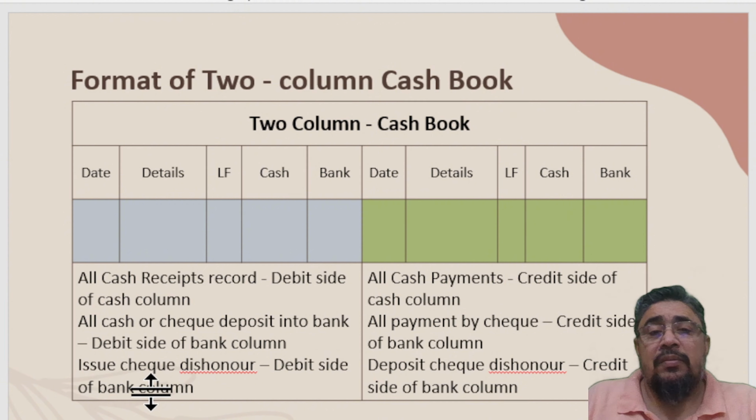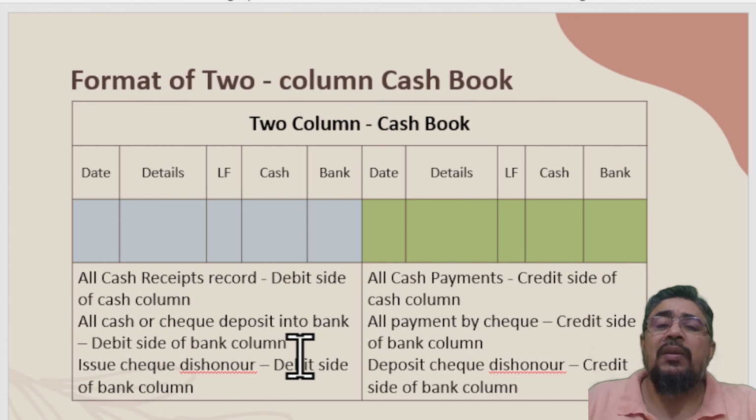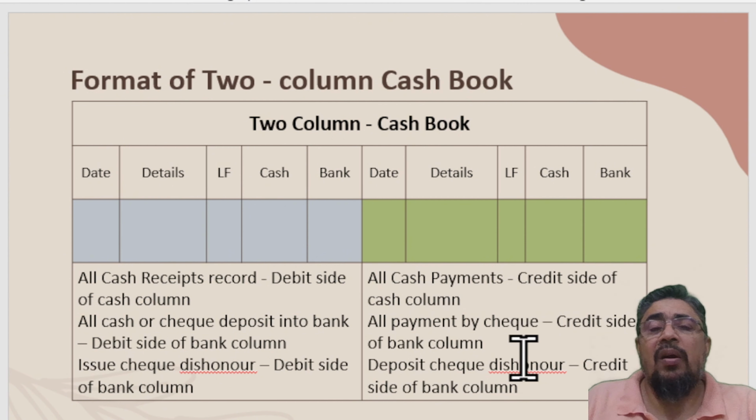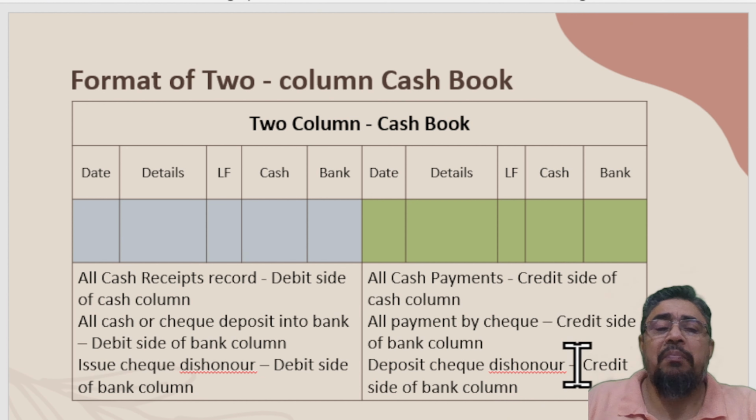When we issue a check and it is dishonored for any reason, it will come on the debit side of the bank column. Now on the credit side, all cash payments are recorded on the credit side of the cash column, and all payments through check are always recorded on the credit side of the bank column. Any deposited check dishonored for any reason is recorded on the credit side of the bank column.